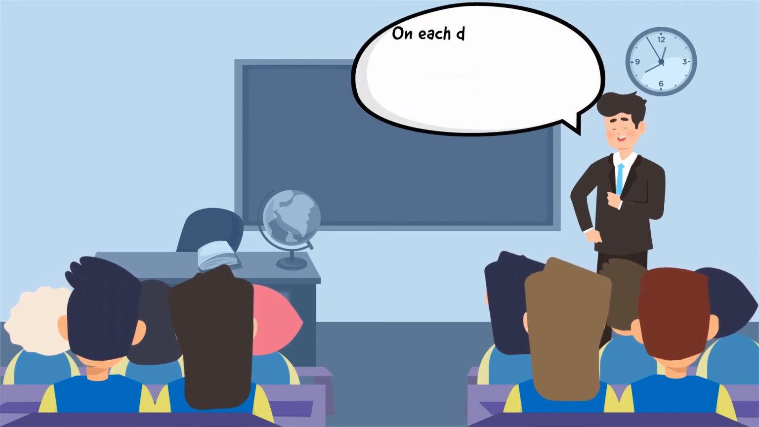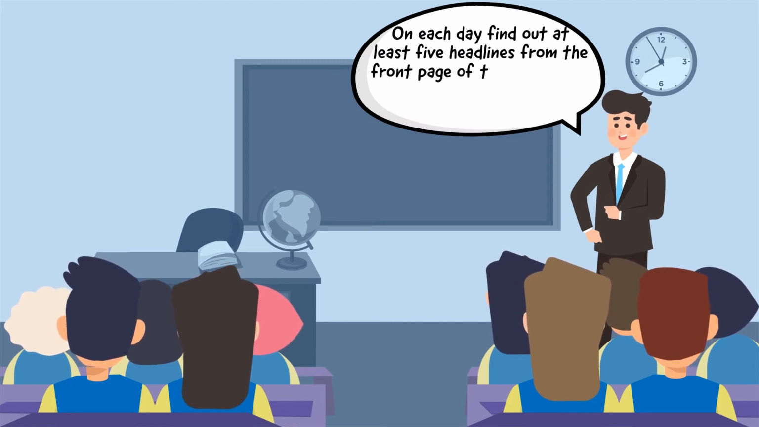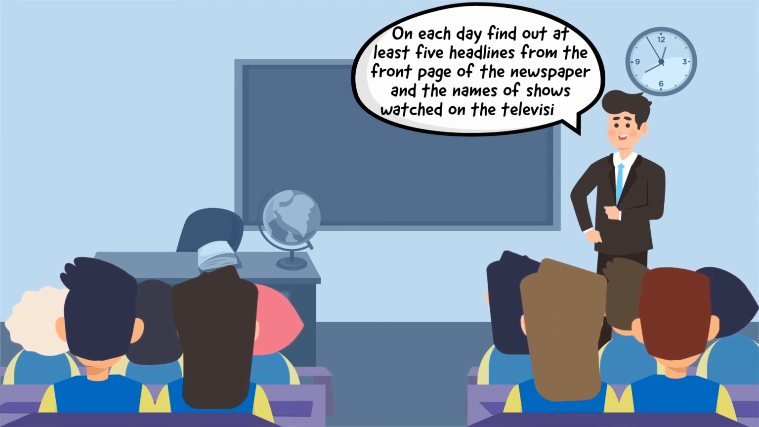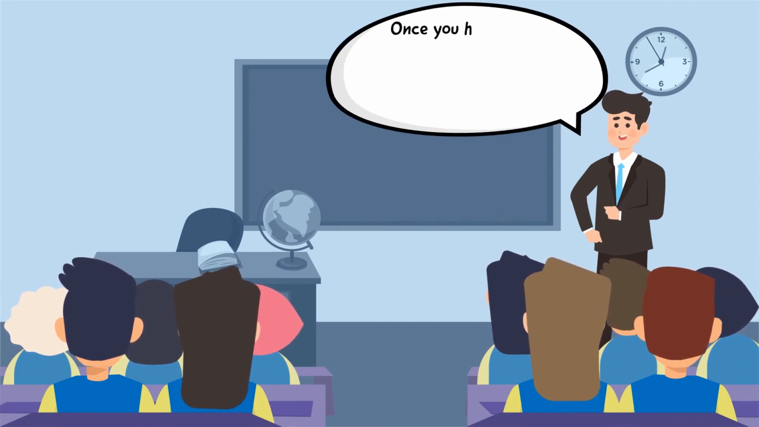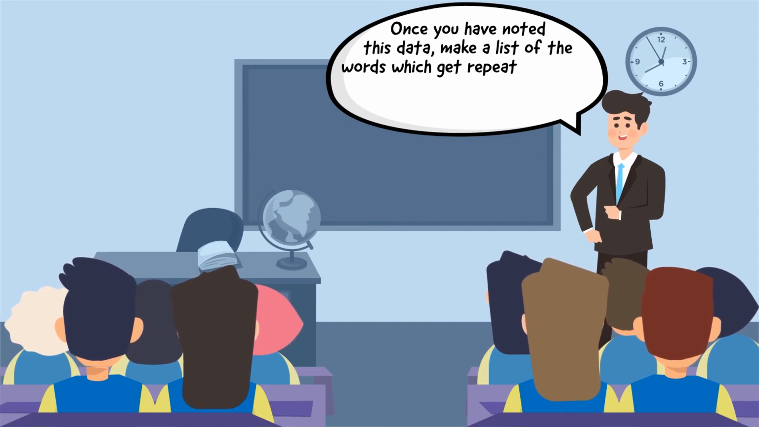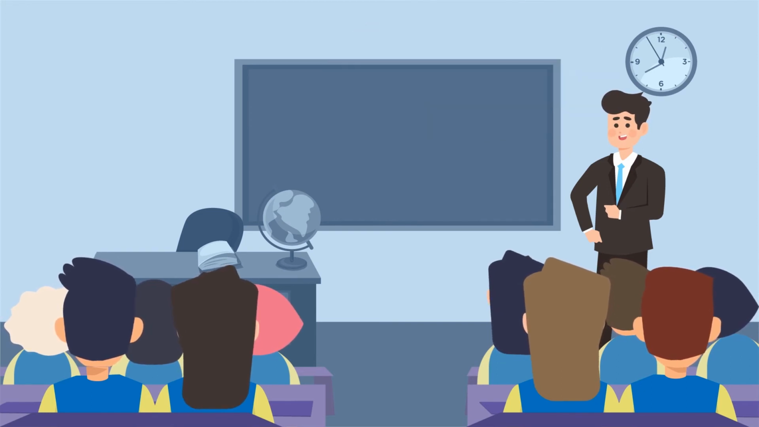On each day, find out at least 5 headlines from the front page of the newspaper and the names of shows watched on the television. Once you have noted this data, make a list of the words which get repeated in each of the cases and then make a graph of the repeating words. That leads us to the end of this period.